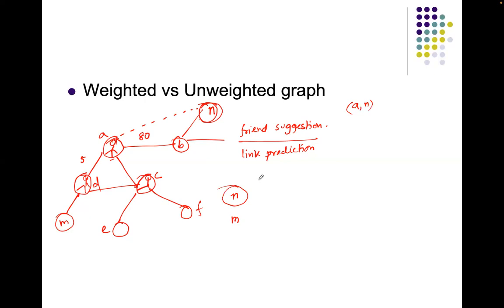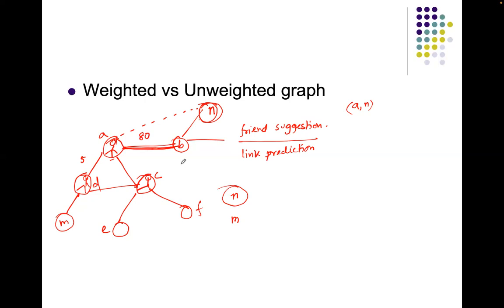So in this particular problem, the weight of the edge is going to be important. Based on the problem, we are going to think about how to assign weight to each edge. For example, here the number of mutual friends can be the associated weight for each edge in this particular problem.